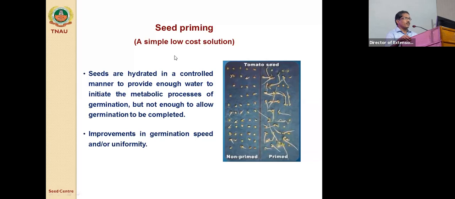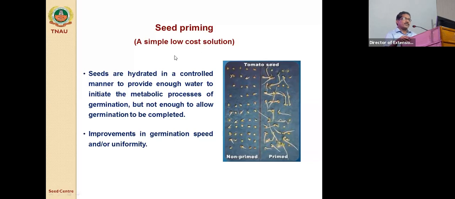So in priming, what we are doing normally is just allowing the seed to imbibe or absorb moisture slowly, either by direct soaking, or by humidification, or by keeping the seeds in moist condition. So we are allowing the seeds up to the second stage, that is, initiation of metabolic activities.